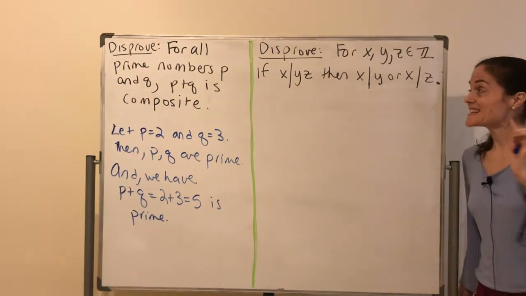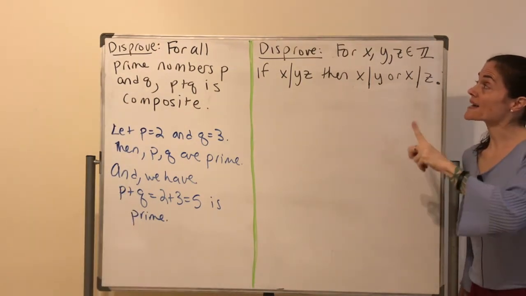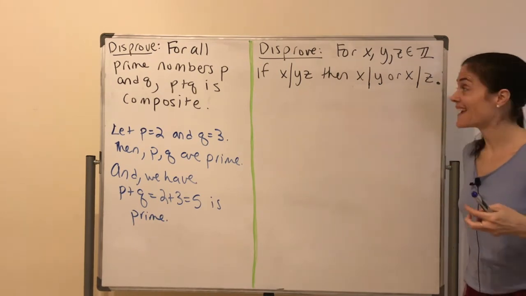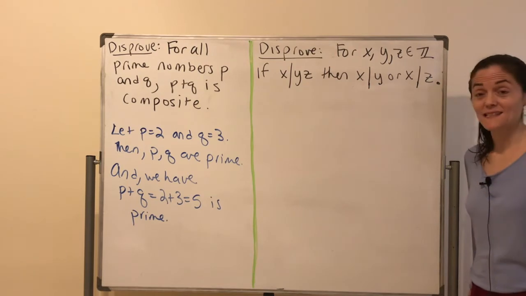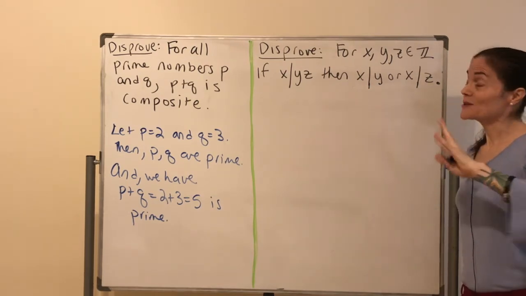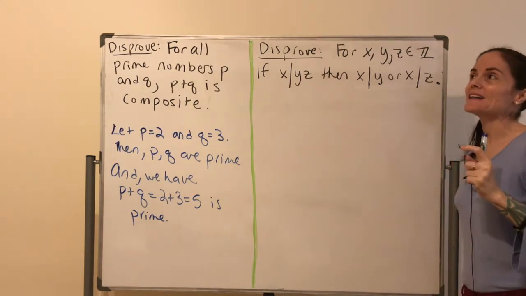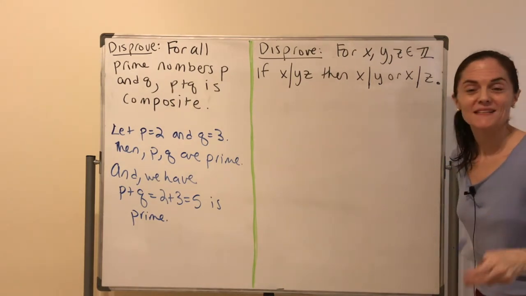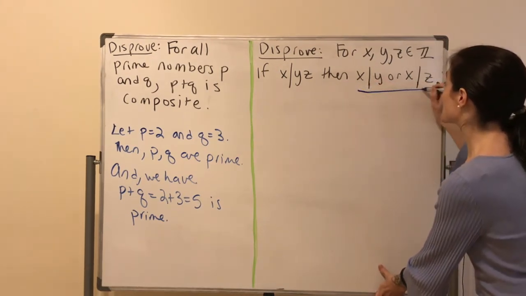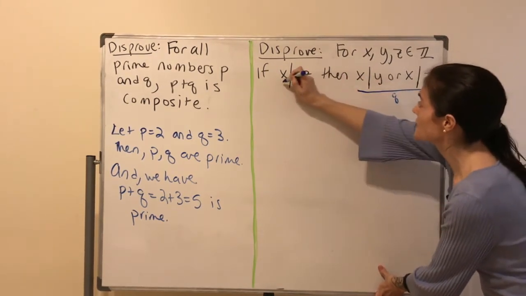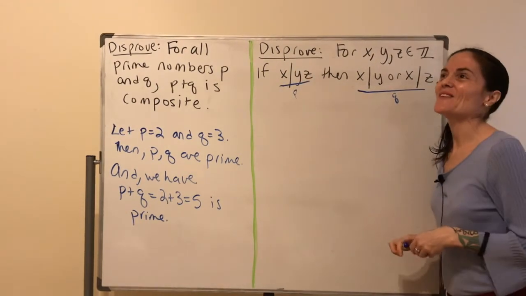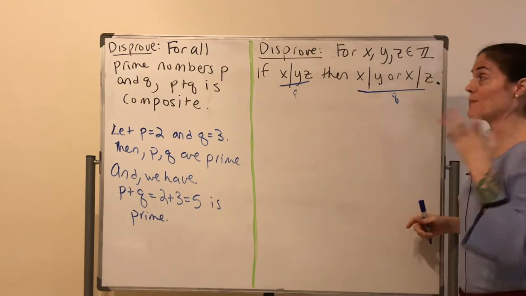Now for this statement, for x, y, z integers, if x divides y times z, then x divides y or x divides z. This again is universal, but it's an implication. So we have a little bit more to think about. Moreover, the q part of p implies q is an or. So we have to be careful when we think about what a counterexample would be.